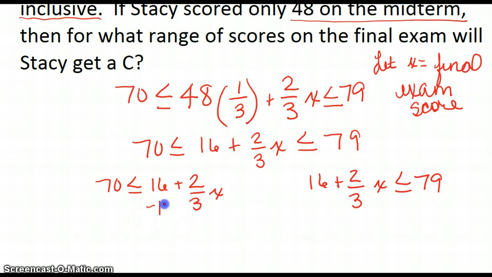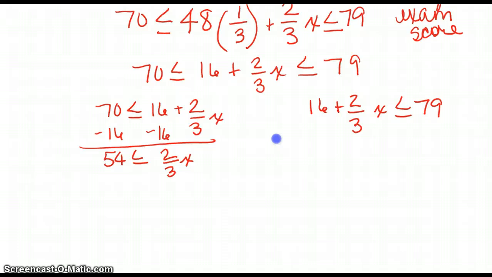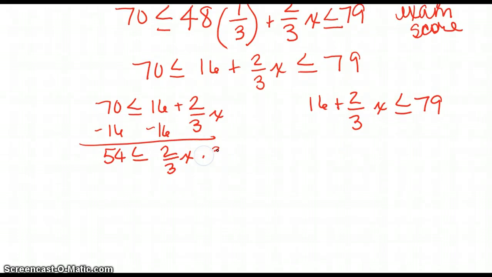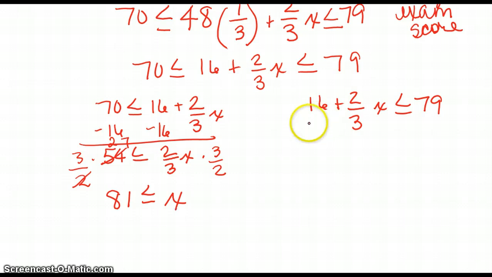Okay, subtract 16, subtract 16, get that 54 is less than or equal to 2/3 x. Multiply by the reciprocal, 3/2. 3/2, reduce, gives me 27, times 3 is 81. Whoa, that means her minimum score here is going to be an 81, and we'll see what the maximum is going to be on this other side.